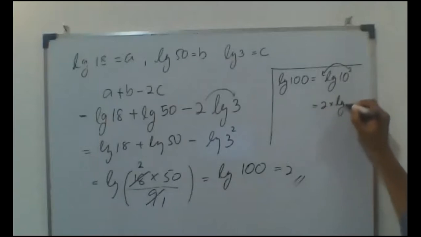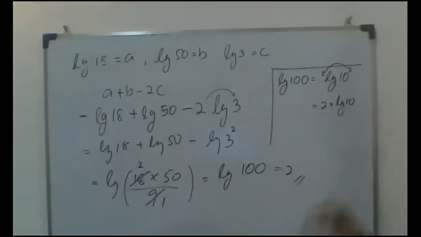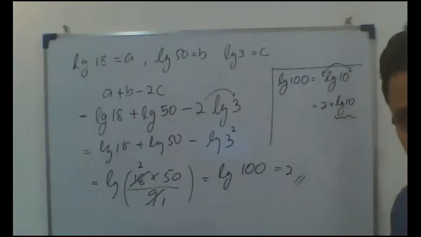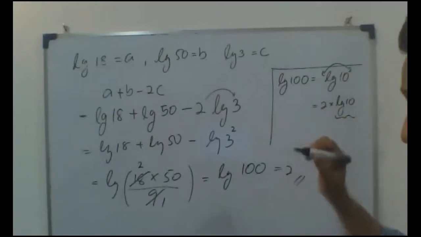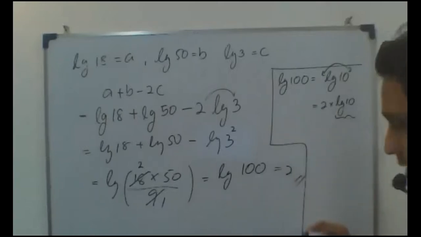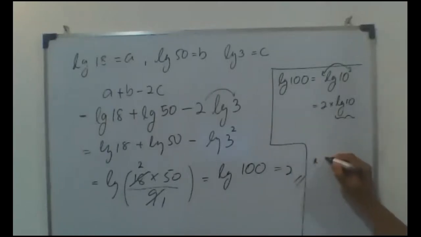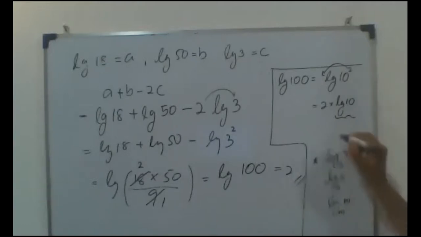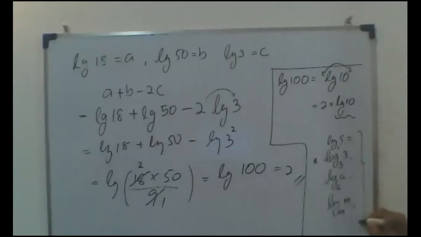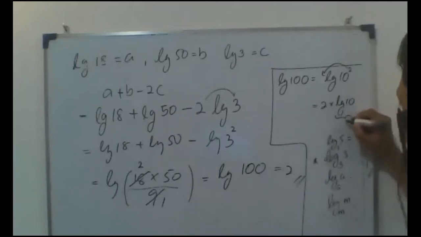2 multiplied by LG10. So what is LG10? LG10 mean what? You should understand this one. This is very important. Again I'm writing this one. So look at this one. If you have log 3 base 3, if you have log A base A, if you have log M base M, if you have log 5 base 5, what is the answer? For all of these, the answer is 1. So we should understand this part is equal to 1.